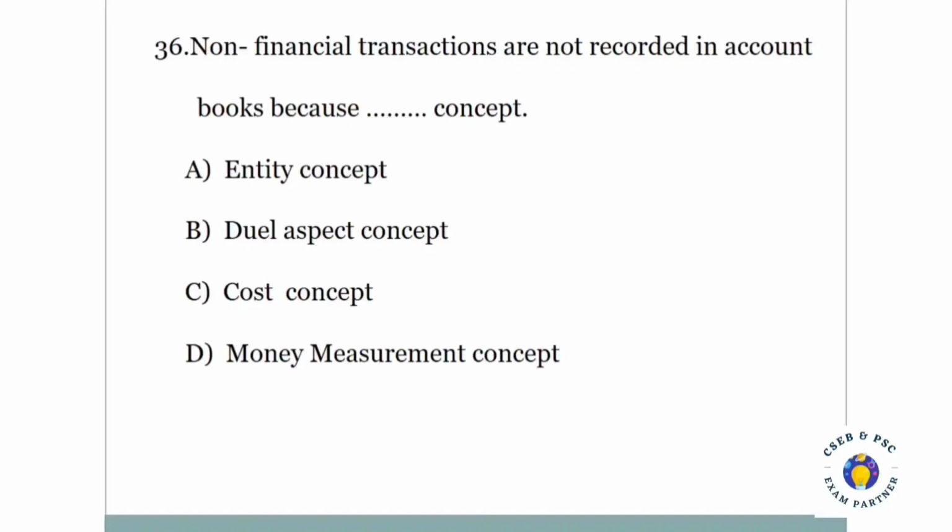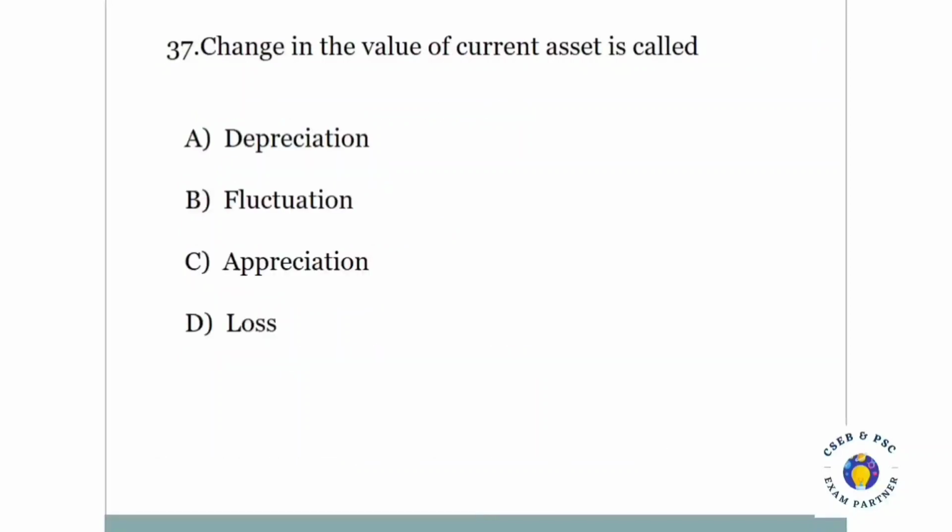Question number 36. Non-official transactions are not recorded in account because dash concept. Option A, entity concept. Option B, dual aspect concept. Option C, cost concept. Option D, money measurement concept. Answer is money measurement concept. Question number 37. Change in the value of current asset is called option A, depreciation. Option B, fluctuation. Option C, appreciation. Option D, loss. Answer is fluctuation.